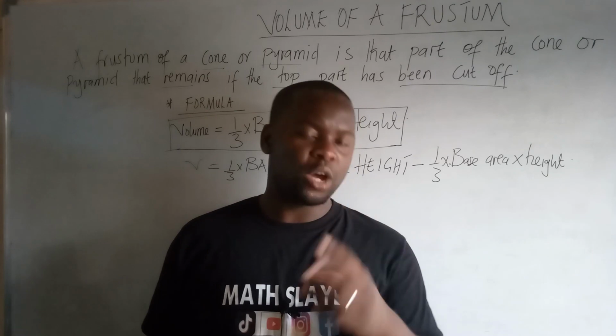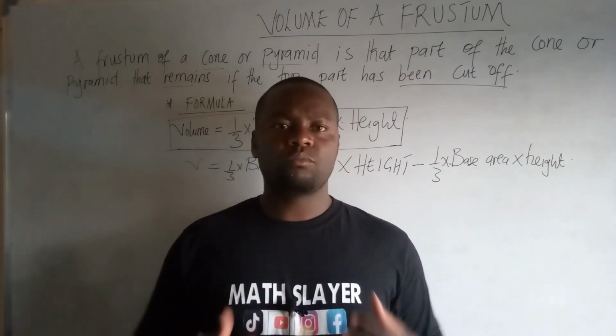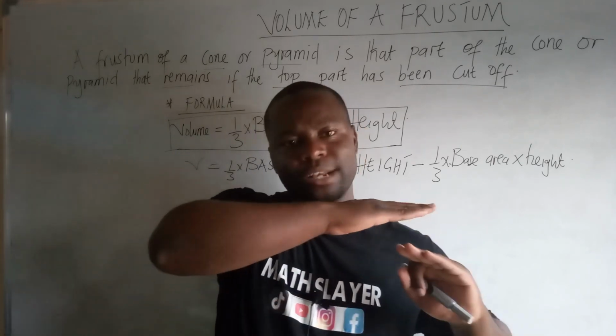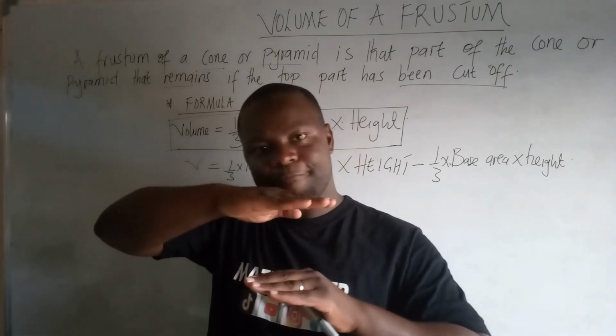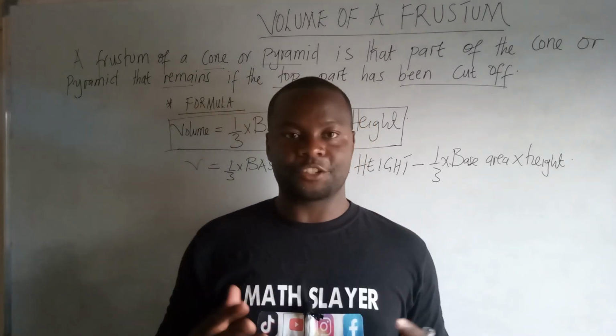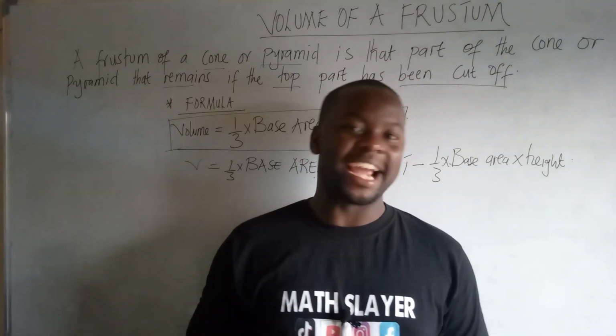So we have two things: a cone and a pyramid. However, a frustum is that part that remains when the top part of a cone or the top part of a pyramid is cut off. So what will remain is a frustum. Let me show you using the model that I've made just for you guys.